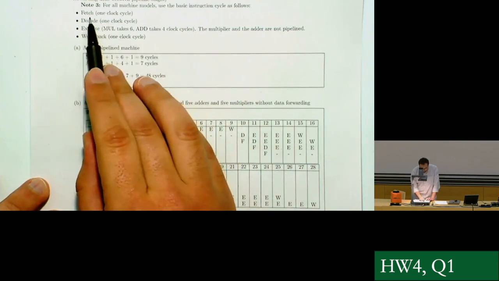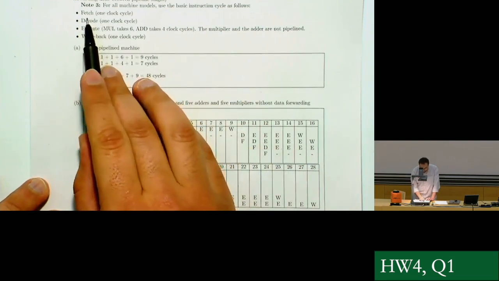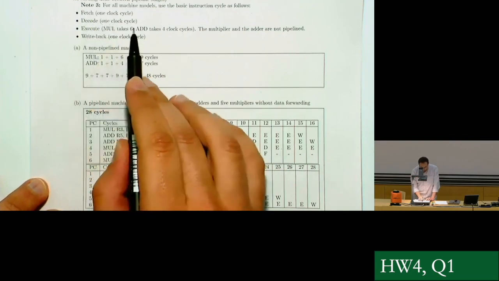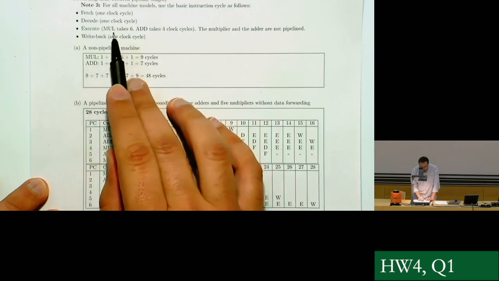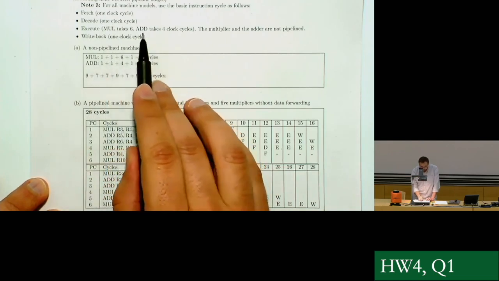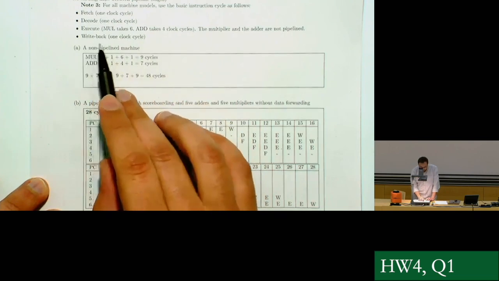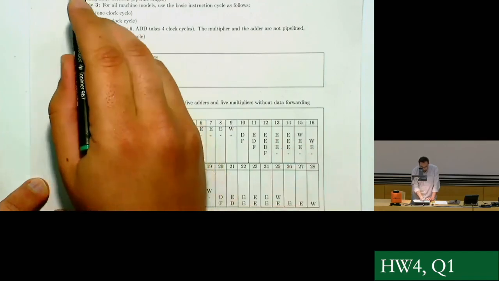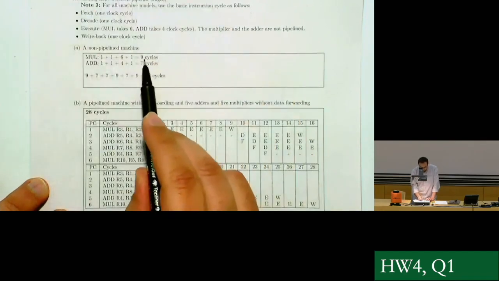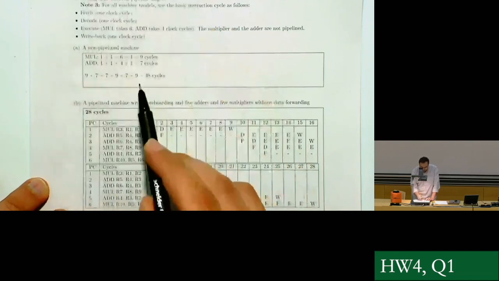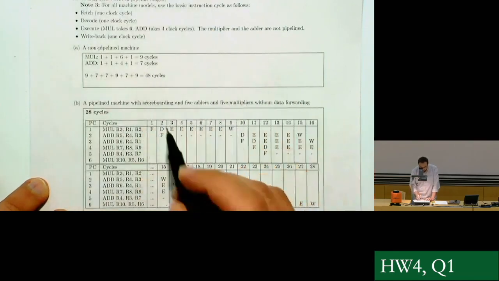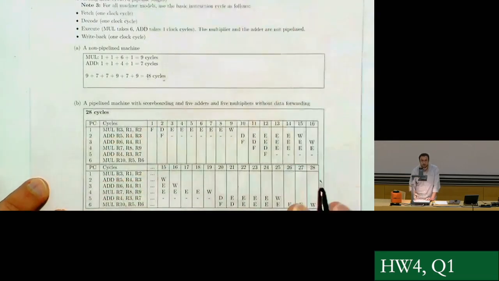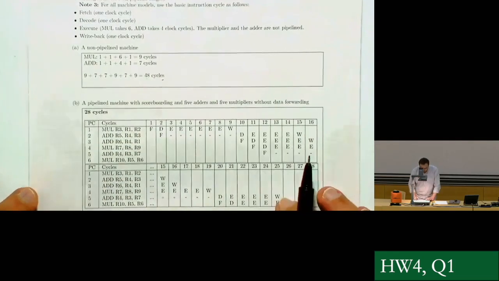In this part, we see that when we have a pipeline, fetch takes 1 cycle, decode takes 1 cycle, execute takes 6 cycles for multiply and 4 cycles for addition, and then write back takes 1 cycle, right? So our basic assumption here is when we run a mul, it's going to take 9 cycles. When we run add, it's going to take 7 cycles. So in total, it's going to be 48 cycles when you just add them up, because we don't have pipelining here.